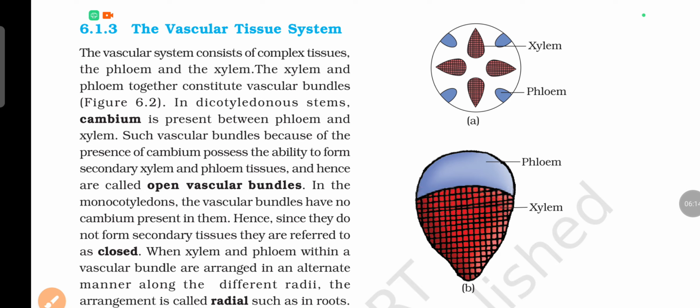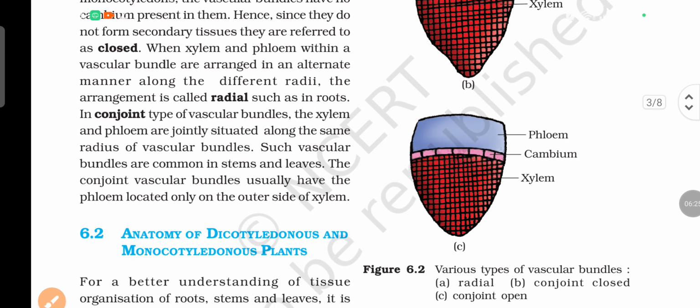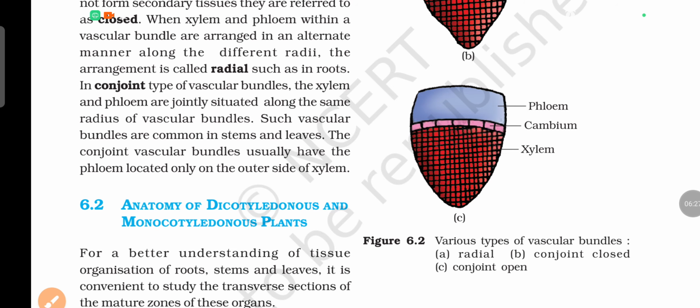In the monocots, the vascular bundles have no cambium present in them, hence they do not form secondary tissues. They are referred to as closed. When xylem and phloem within a vascular bundle are arranged in an alternate manner along the different radii, the arrangement is called radial, such as in roots.